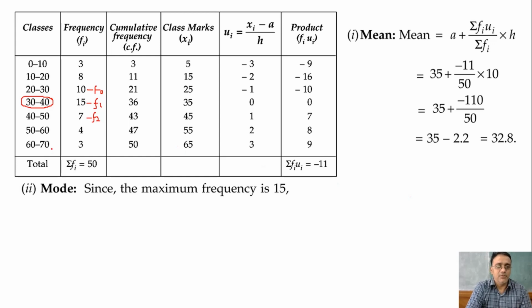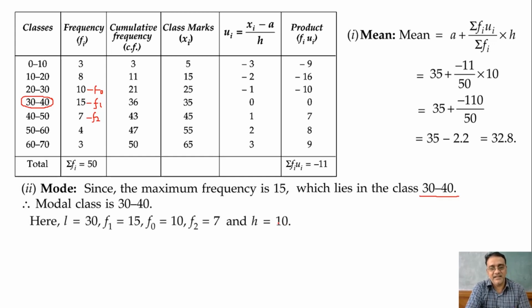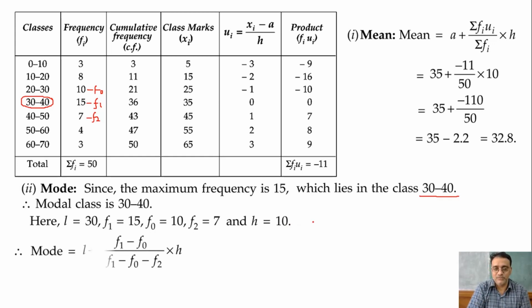So the modal class lies in the class 30 to 40. So l is 30, f0 is 10, f1 is 15, f2 is 7, and h is 10. So we have written all the values. Now we'll write the formula. So this is the formula. Now I am going to substitute all the values: 30 plus 15 minus 10 upon 2 into 15, 30 minus 10 minus 7.